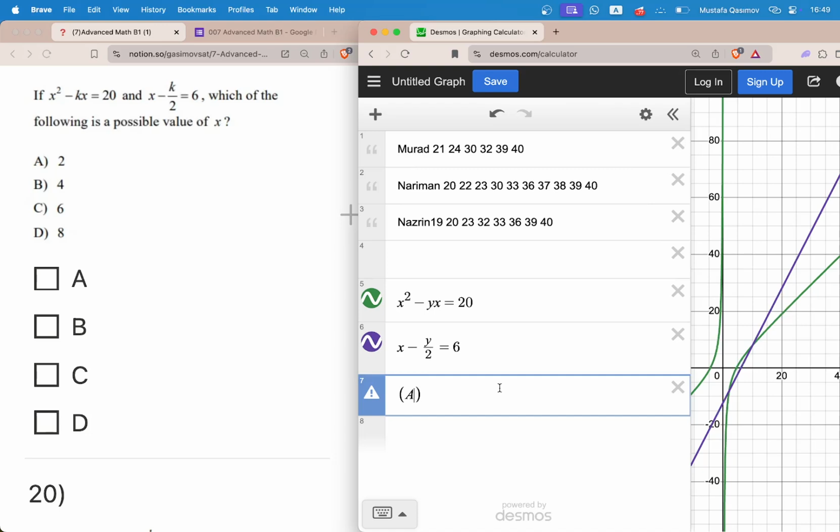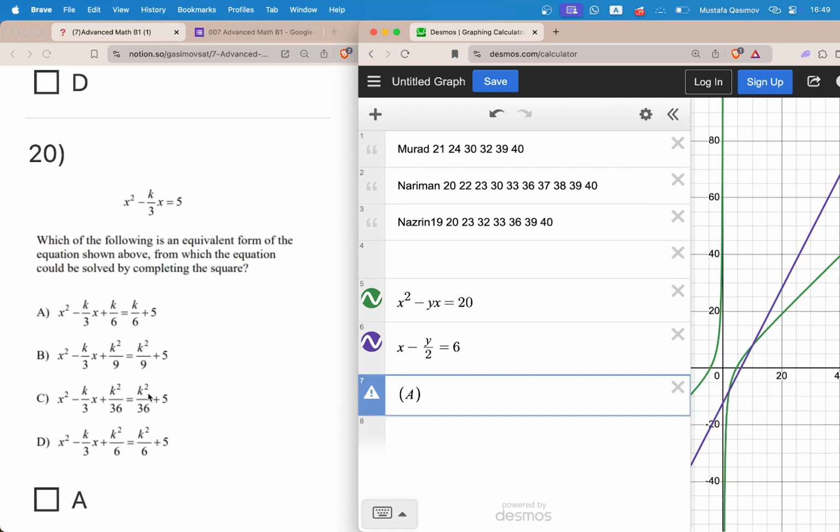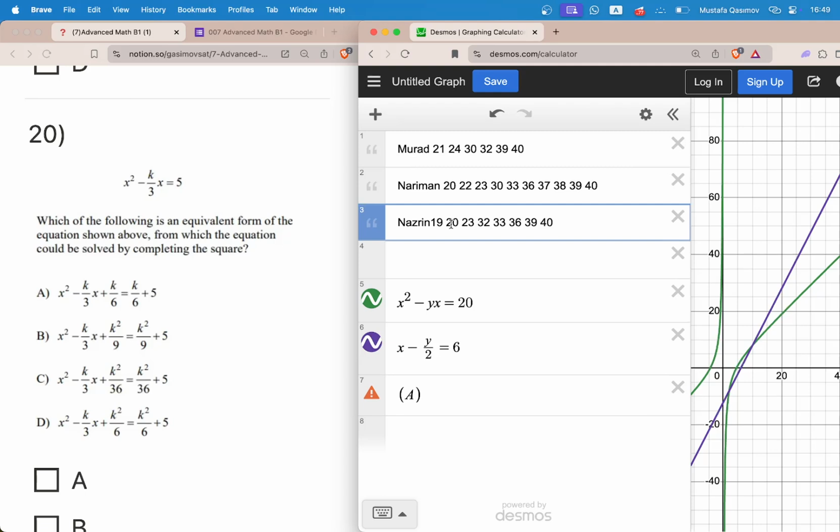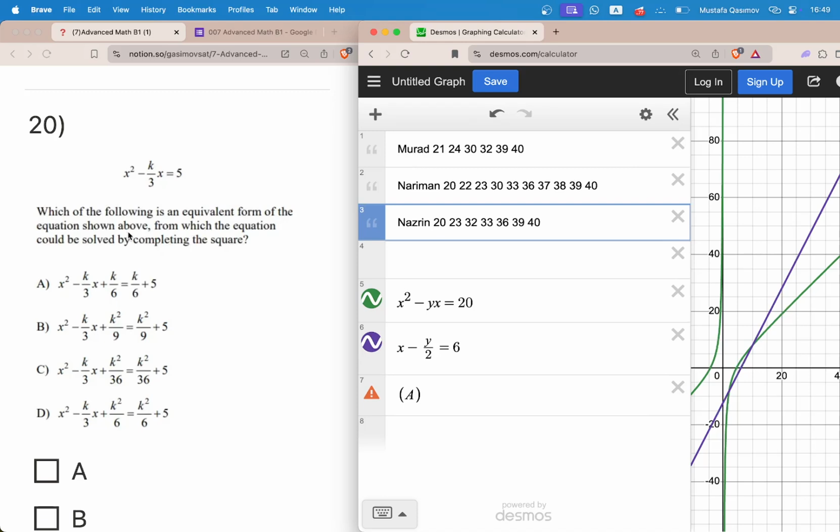Okay, let's look at the next mistake. Twenty is not correct for Narman and Nazrin for you. Actually, we don't have this type of question in the SAT. It is important for understanding how to complete the square.